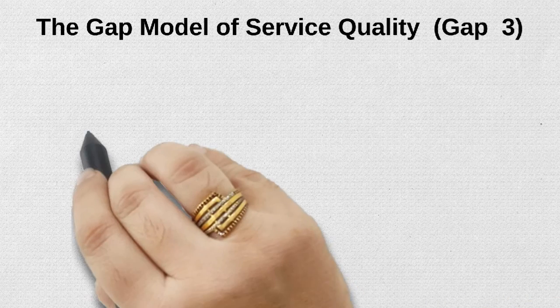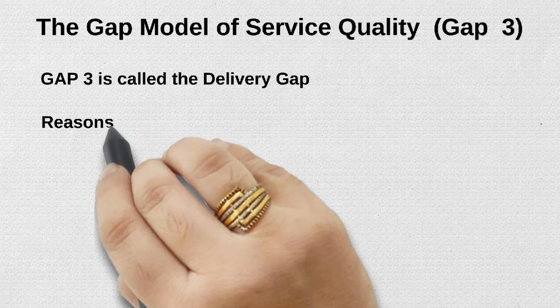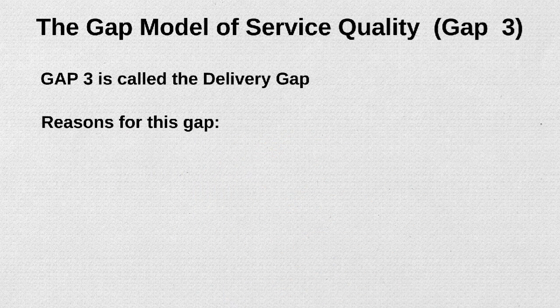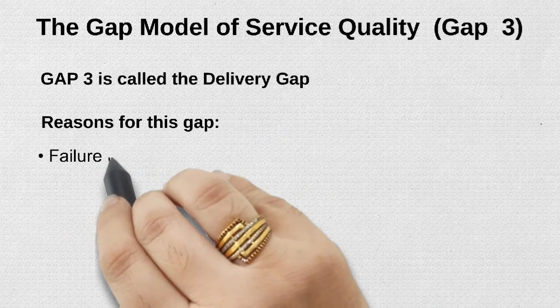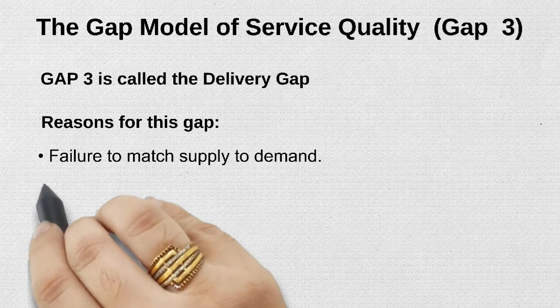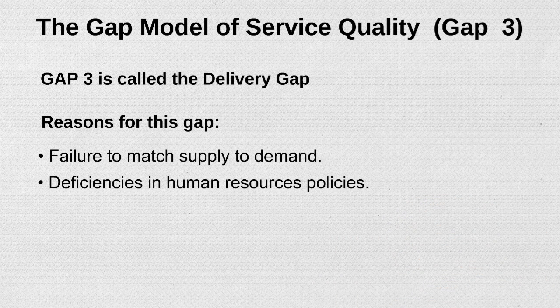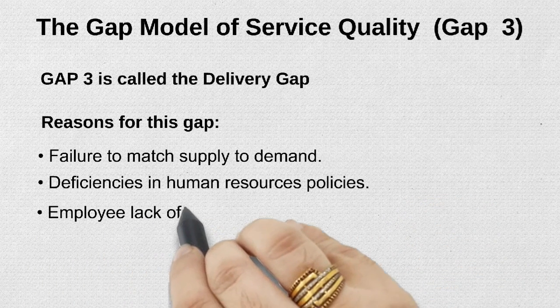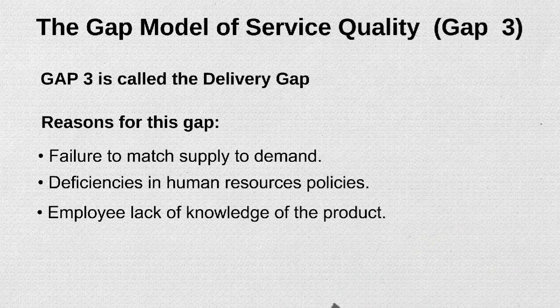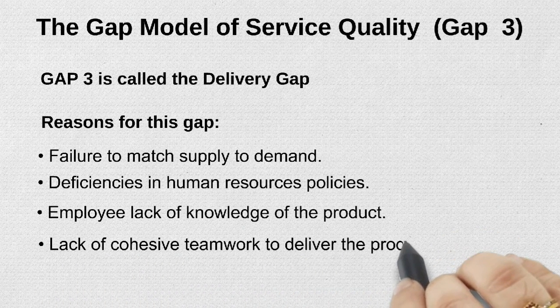The third gap in the gap model is called the delivery gap. Now, what are the reasons for this gap? Number 1, deficiencies in human resource policies. Number 2, failure to match supply to demand. Number 3, employee lack of knowledge of the product. And number 4, lack of cohesive teamwork to deliver the product or service.